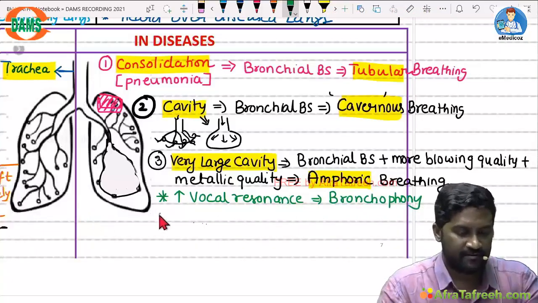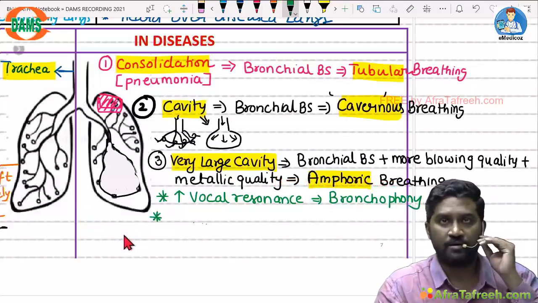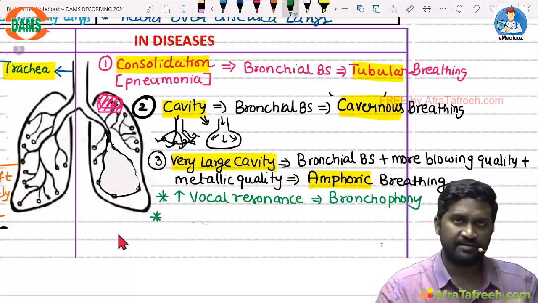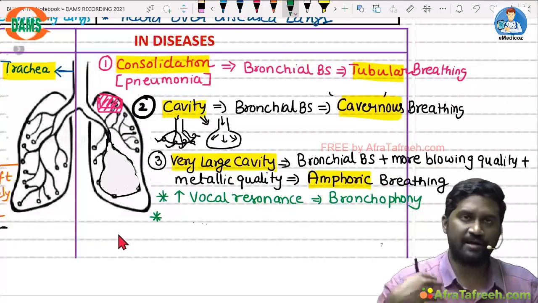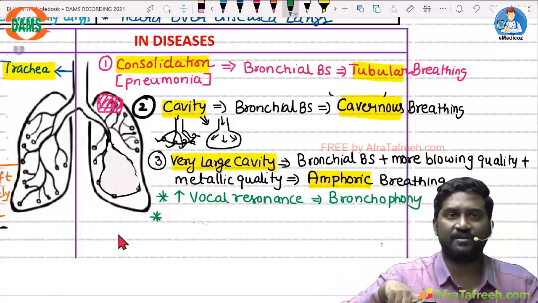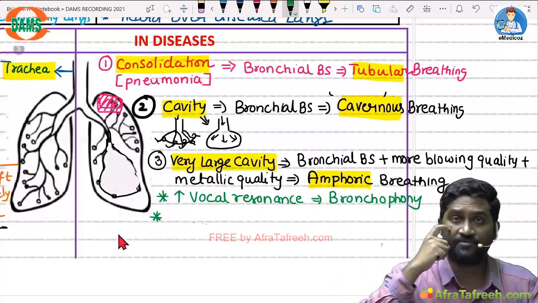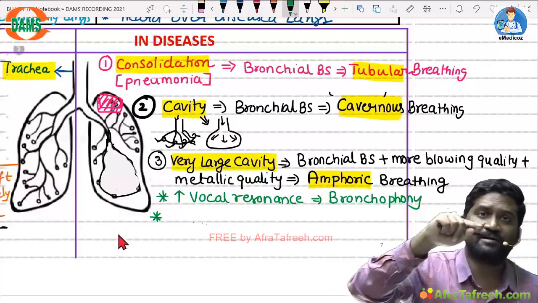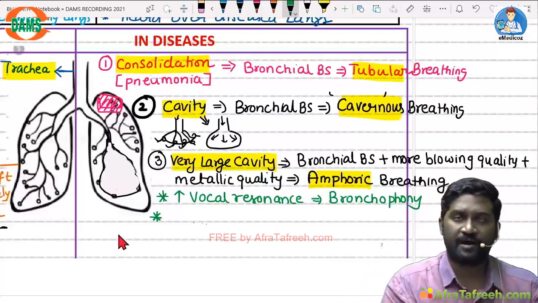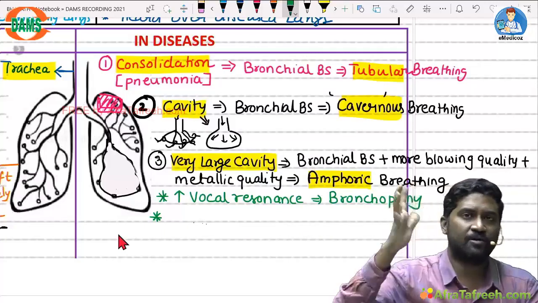Now instead of asking the patient to say 1 1 loud, I ask him to whisper like this, 1 1 1. Generally a healthy lung cannot conduct whispered sounds. Whenever there is a consolidation or cavity, even whispered sounds can be very well conducted in that area. See, if I ask the patient to whisper like this, 1 1 1, on the healthy lung if you put your stethoscope, you are not going to hear anything.